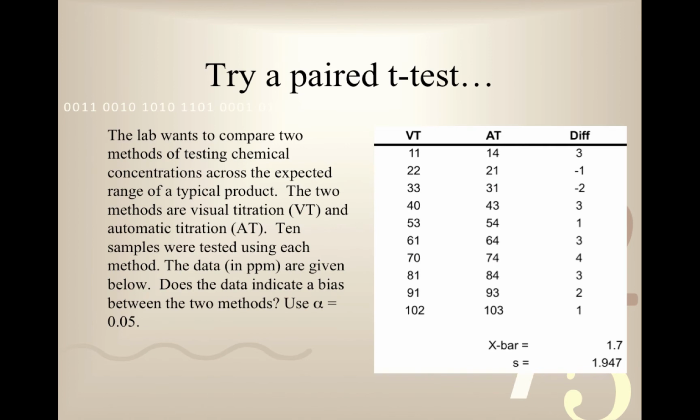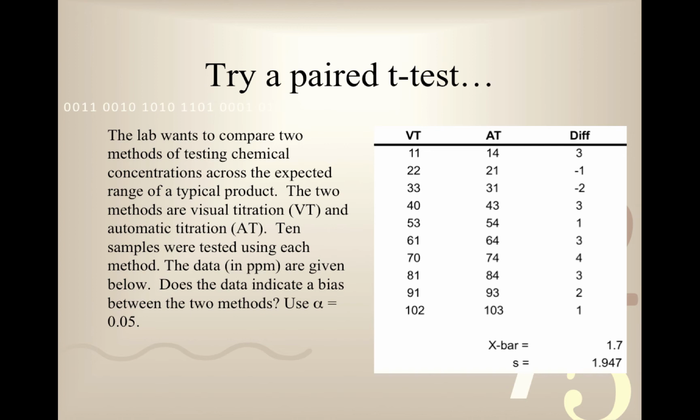All right, let's consider another Minitab example with a paired T-test. The lab wants to compare 2 methods of testing chemical concentrations across the expected range of a typical product. The 2 methods are visual titration, VT, and automatic titration, AT. 10 samples were tested using each method. The data in parts per million are given below. Does this data indicate a bias between the 2 methods? All right, and we're going to use a 5% alpha.